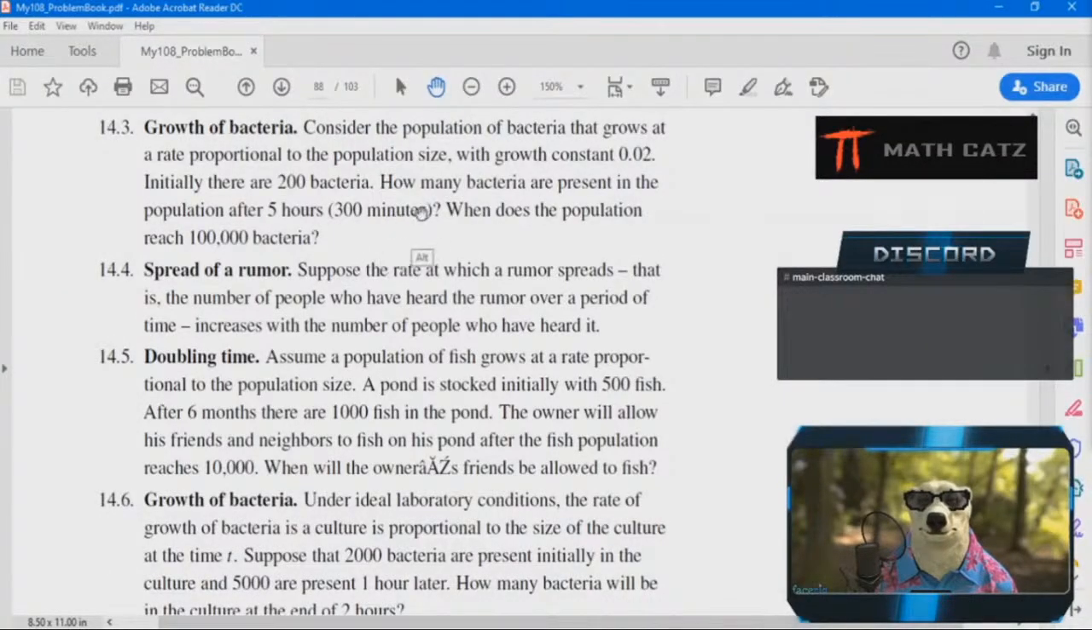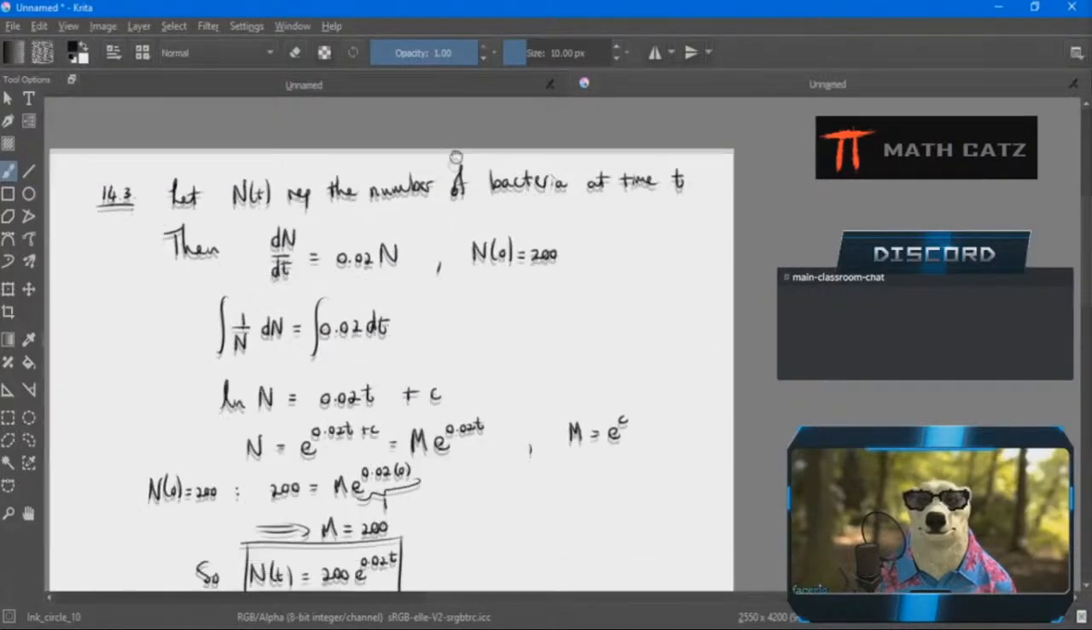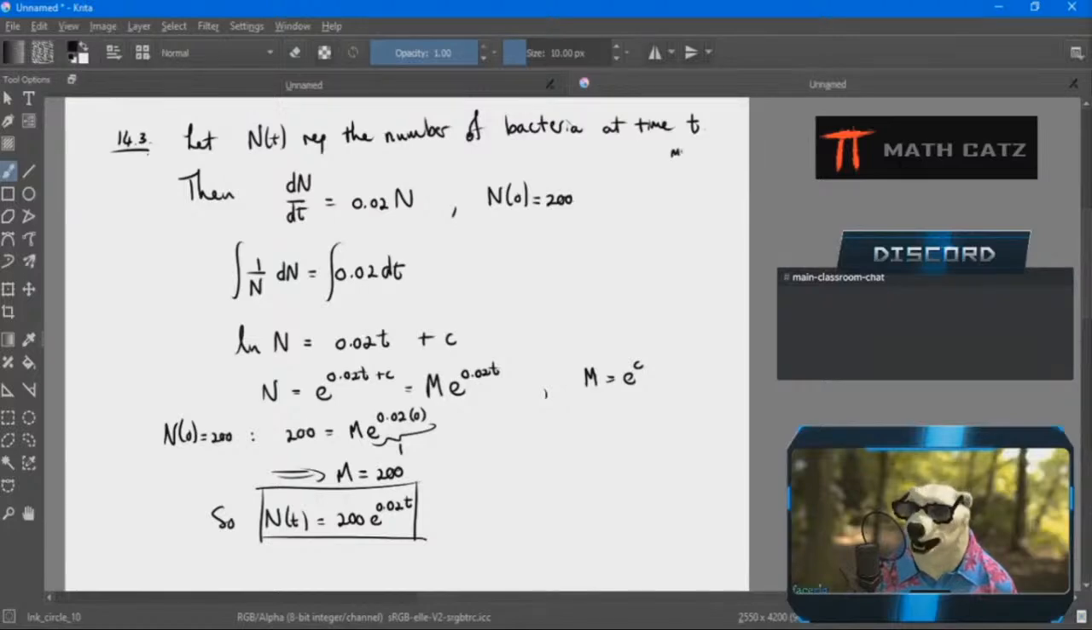And their first question is, how many bacteria are present in the population after 5 hours, 300 minutes? Now, they didn't say these questions, it's a first draft of this book. They didn't quite say exactly what the time unit is. In this case, I'll just clarify that the time unit, I believe, is in minutes. But a test question should definitely clarify that.